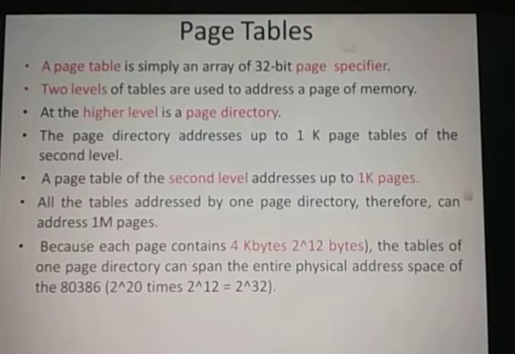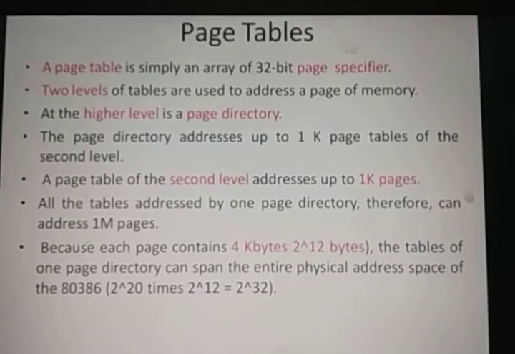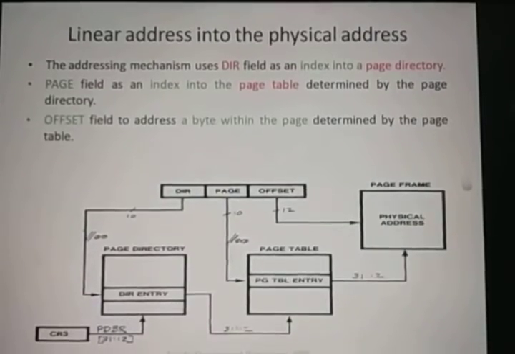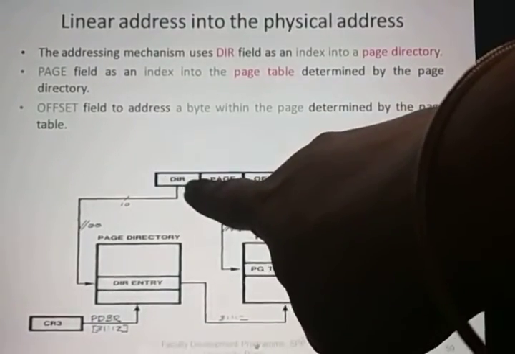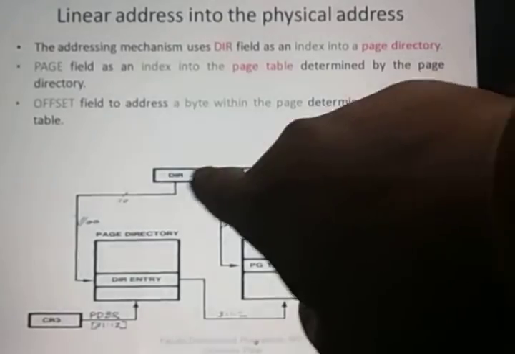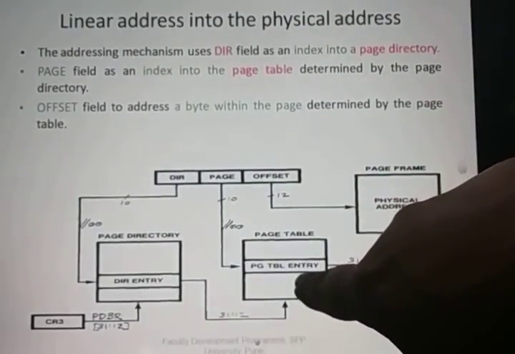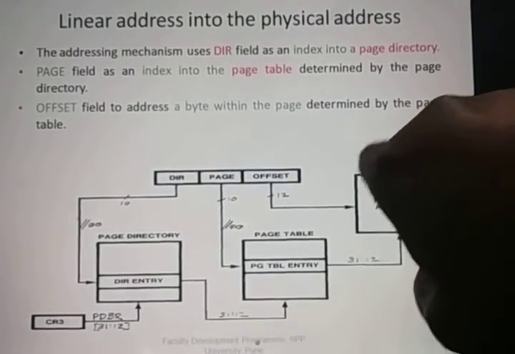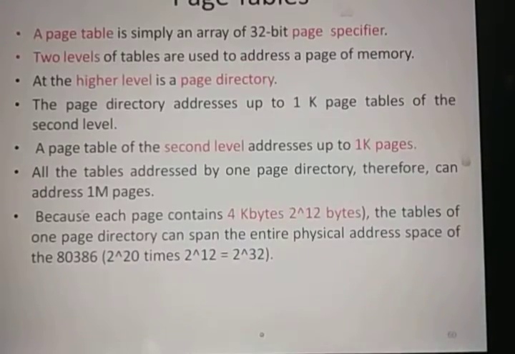That is 2 to the power 20 times 2 to the power 12, that is 2 to the power 32. How? Now we will discuss here again. In this diagram, you can see this is your higher part, that is a 10-bit part, that is also a 10-bit part, that is a 12-bit part. So 2 to the power 10 times 2 to the power 10 is 2 to the power 20, and 2 to the power 20 times 2 to the power 12 is 2 to the power 32. So your physical address size is 2 to the power 32.